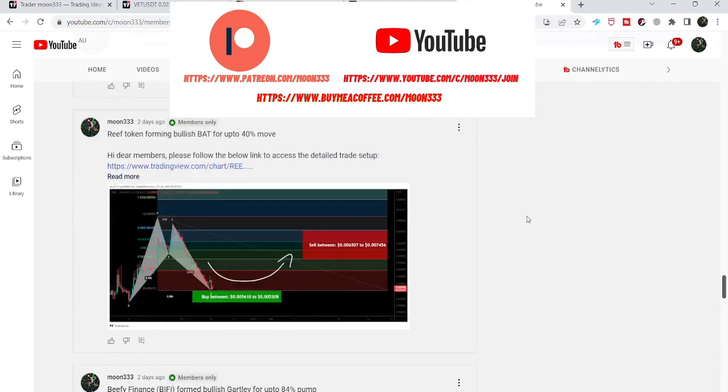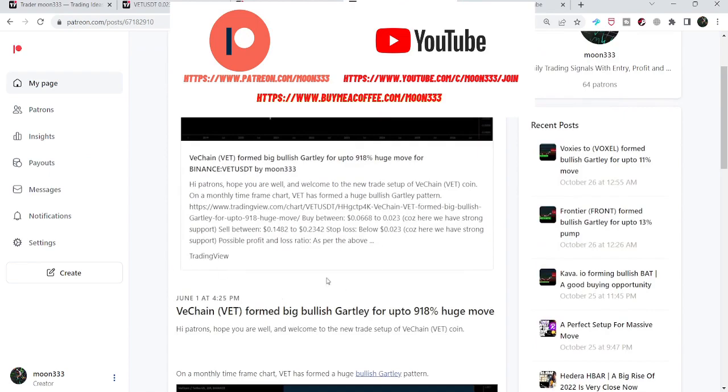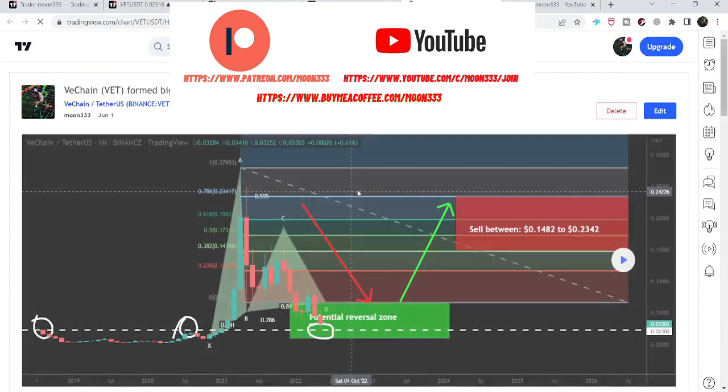So let's start the analysis. And first of all, let me begin with a very big harmonic bullish reversal setup that Vechain has formed on the monthly time frame chart. And by the way, I shared this move with my members on 1st of June when the price line completed this final leg of a harmonic bullish reversal setup.